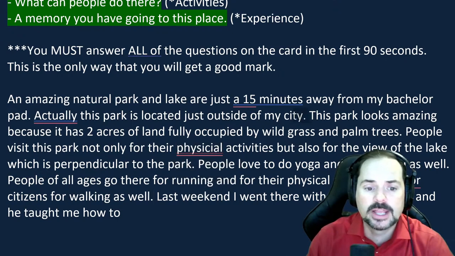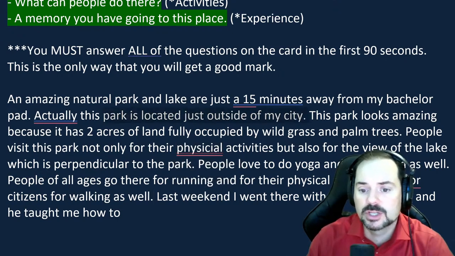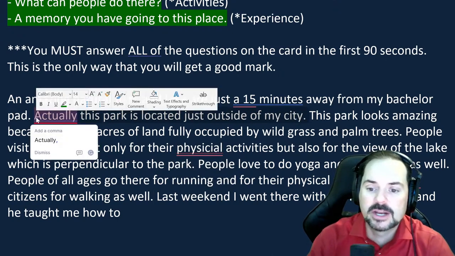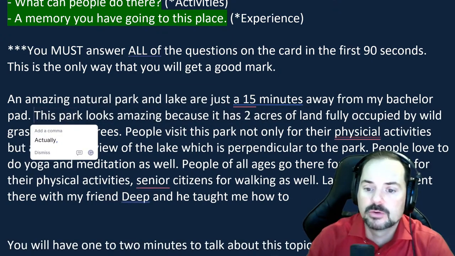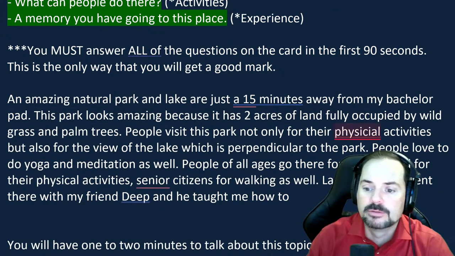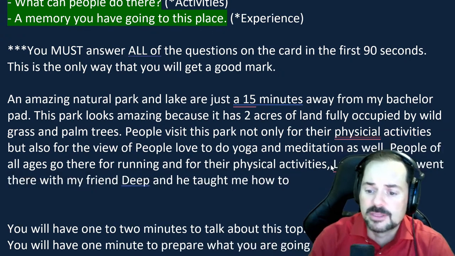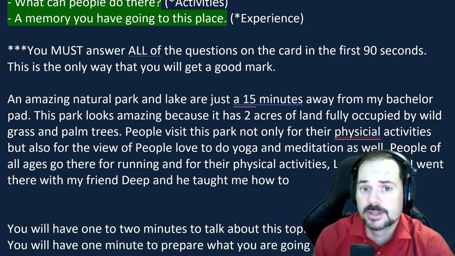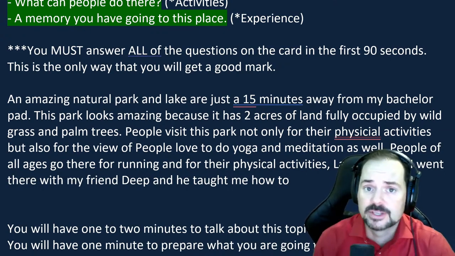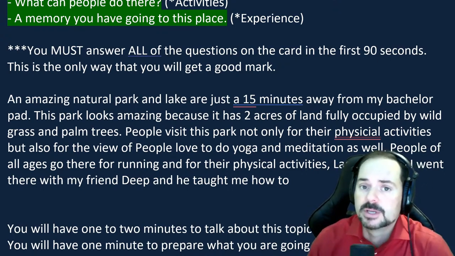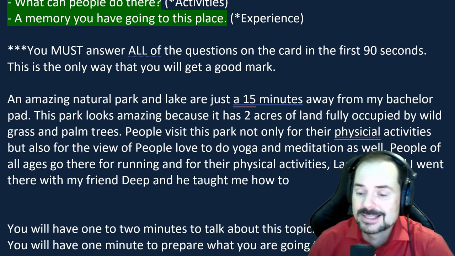Also, this part here, like actually this park is located just outside of my city. You could have taken that out as well. So that I would have taken out. I would have taken out the perpendicular lake, which was a little bit awkward. I would have taken that out. I would have taken out the senior citizens for walking as well. And then I think it would have been just perfect. You would have gotten like a band 7.5. This way it's hard to tell because you probably wouldn't have finished. So more like a band 6.